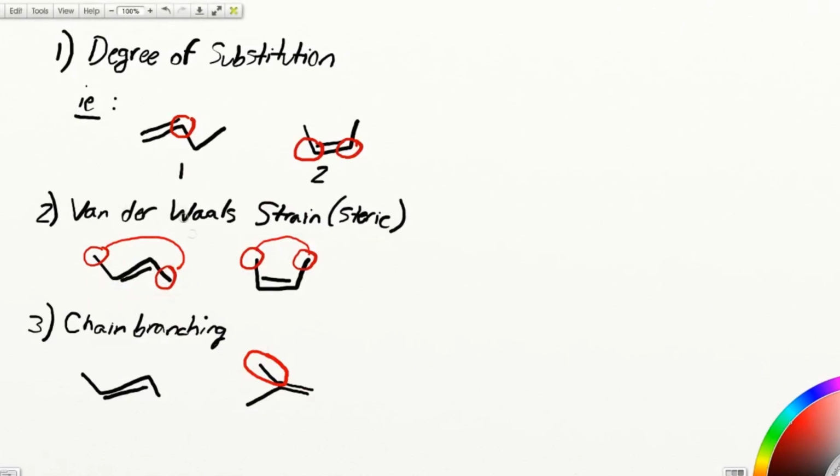Finally, looking at chain branching, this rule tells us that a molecule with a branch coming off of its parent chain will tend to be more stable than a molecule without. So in this example, the 2-methylpropene is more stable than the trans-2-butene on the left.